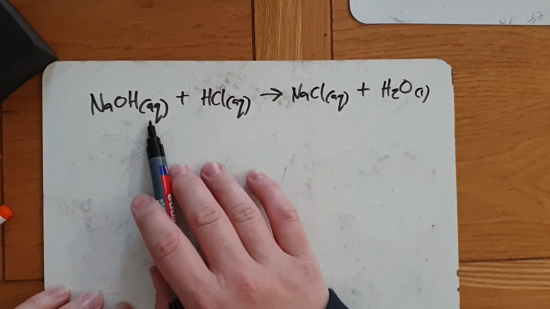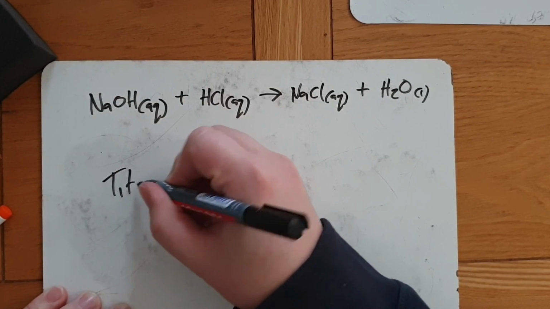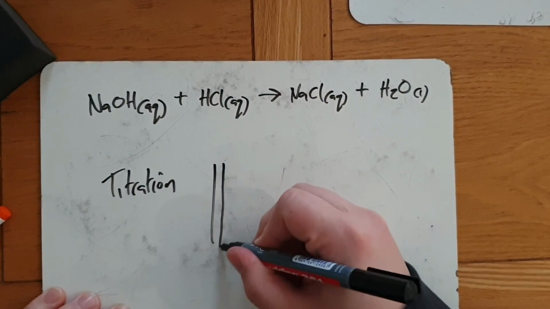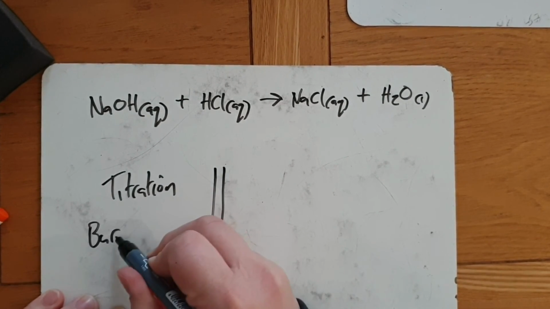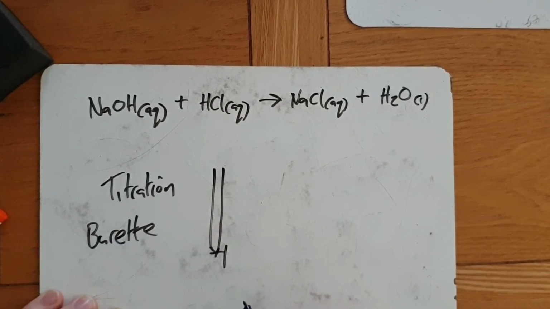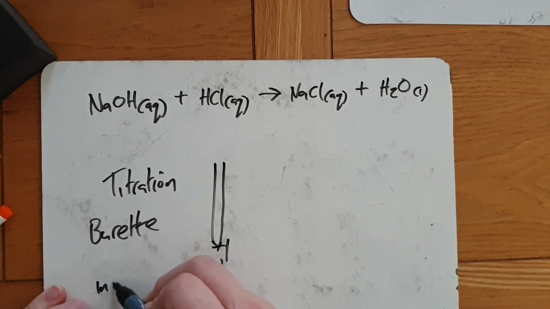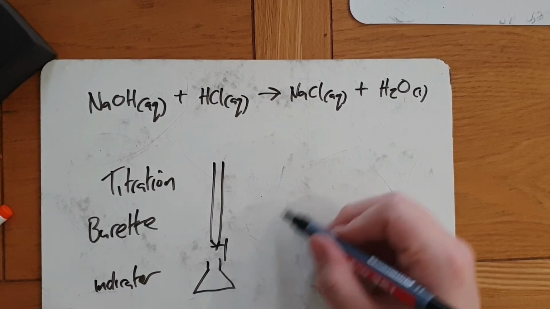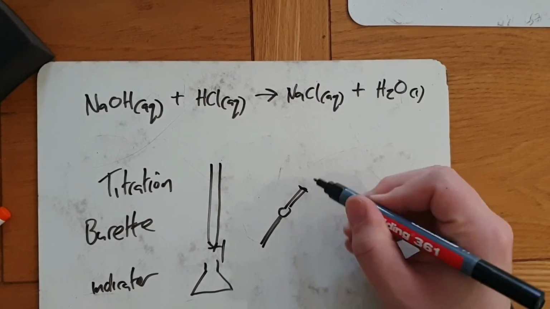This time my base is soluble, so I can't add excess. I need to make sure these are perfect. So I do a titration, which is where I have my burette with a tap on the bottom. Remember that's spelled as a burette. I have my conical flask. I put my indicator in there. And then I have my pipette, which is like the little fancy syringe on the end.